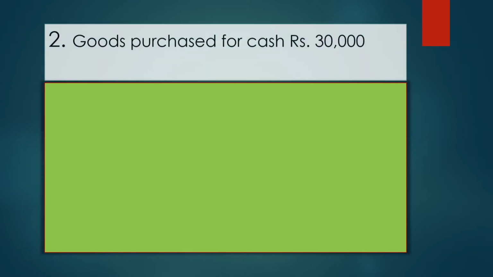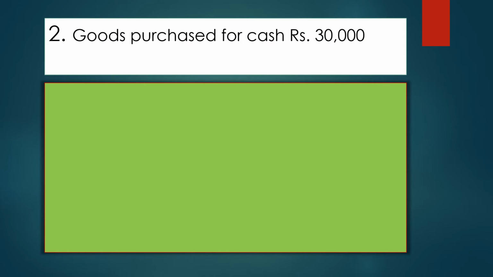This is the second transaction we are going to see now. So this is a transaction regarding cash purchases. Now we'll see what is the journal entry for this. First, purchases account debit 30,000.